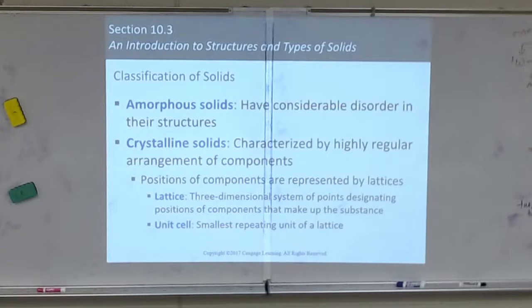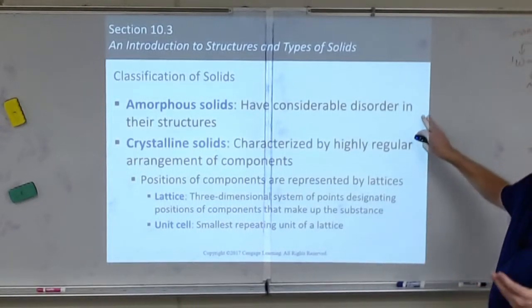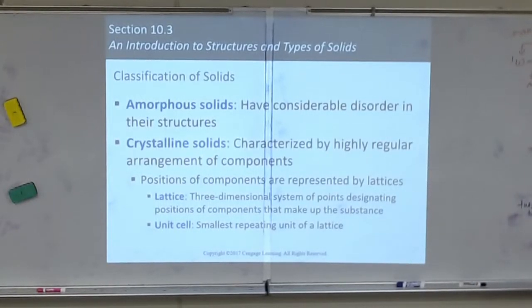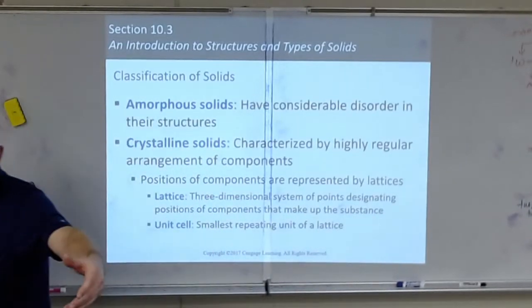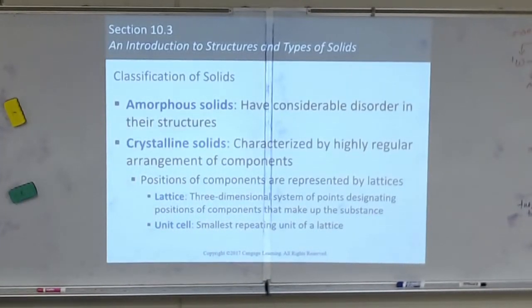All right, so I've got amorphous solids and crystalline solids. Amorphous solids have a lot of disorder. Crystalline solids are a regular arrangement. Those are really the two different types. And then within crystalline structures, we've got lattice. You've heard lattice before. What's that? The energy? Well, that's lattice energy. Or ionic compounds form in a crystal lattice. Crystal lattice: a three-dimensional system of points designating positions of components that make up a substance.